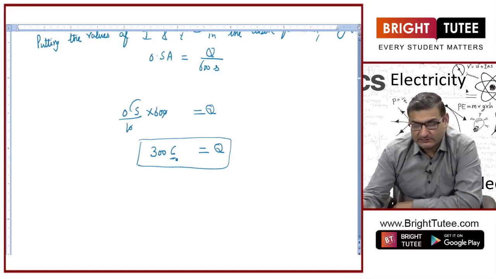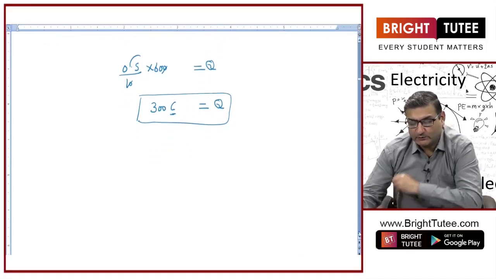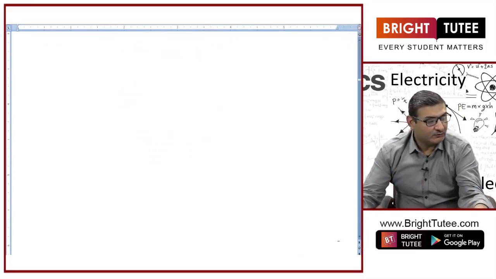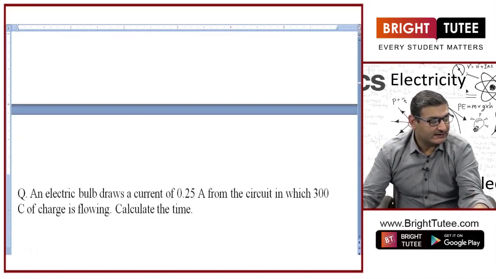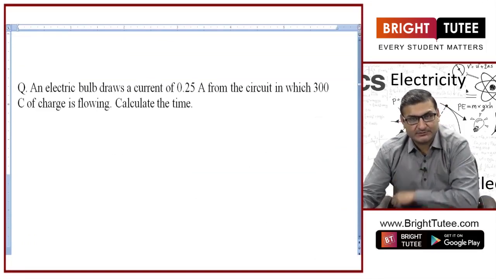Got it? So, this is something which we need to remember, that we need to convert it into the SI units. That is quite important. Now, let us see the next question.